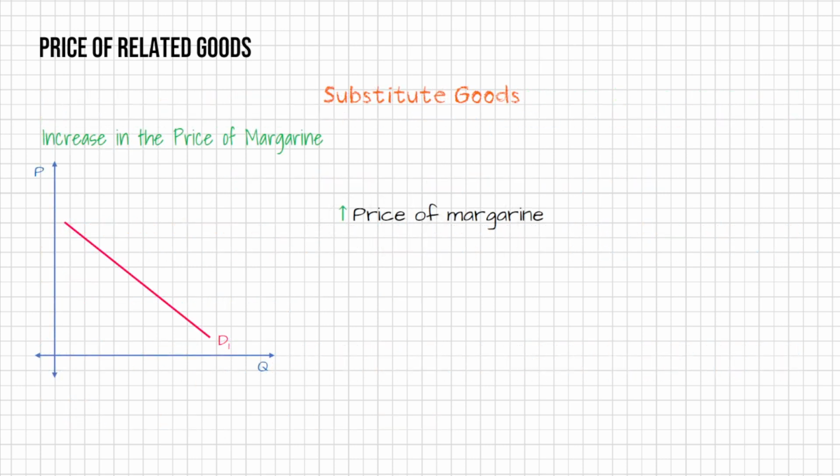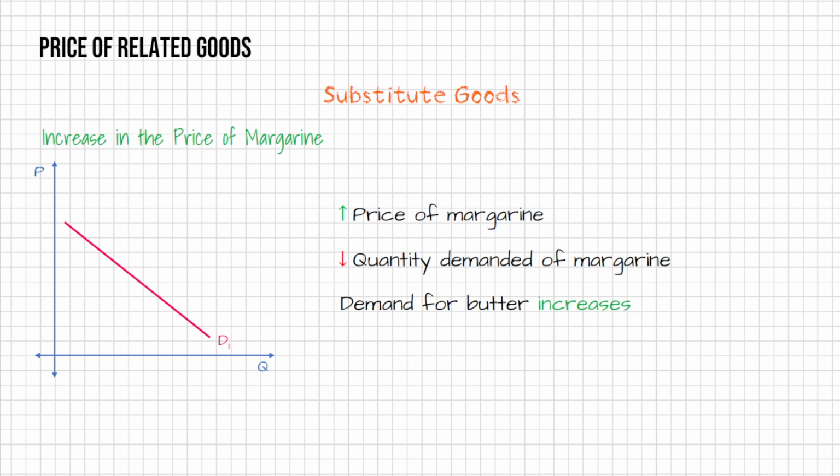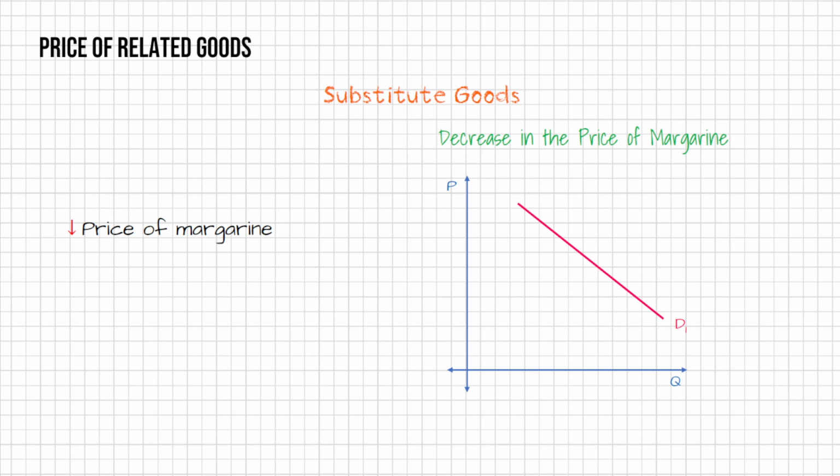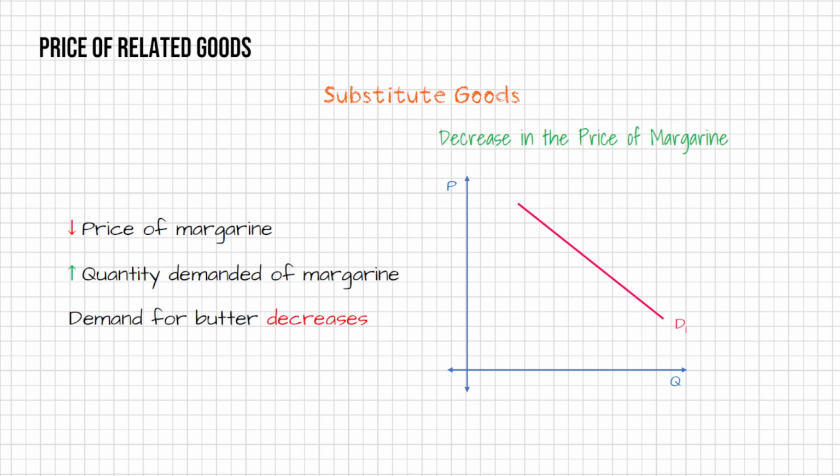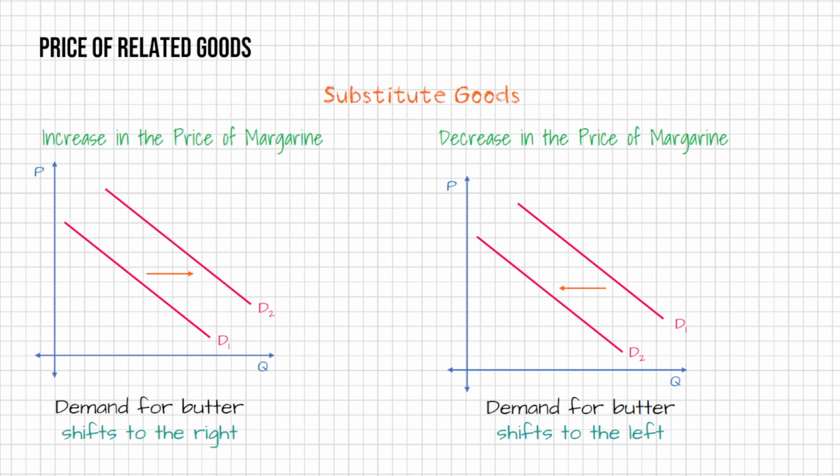An increase in the price of margarine, according to the law of demand, reduces the quantity demanded of margarine. The consumer will substitute margarine for butter. That is, the demand for butter increases, and its demand curve shifts to the right. A decrease in the price of margarine increases the quantity demanded of margarine. The consumer will substitute butter for margarine. That is, the demand for butter decreases, shifting its demand curve to the left.